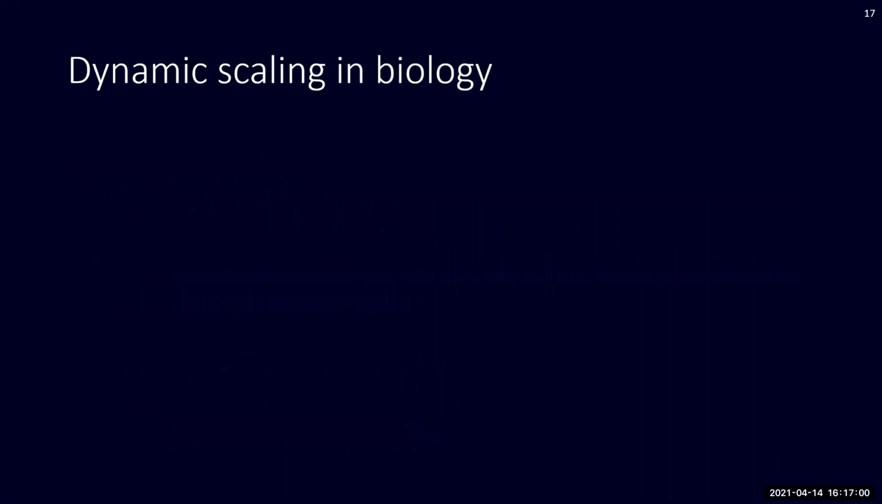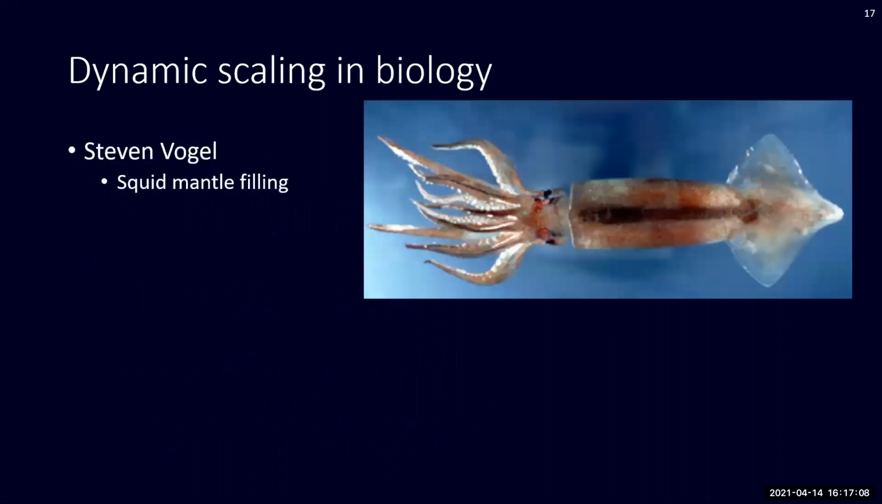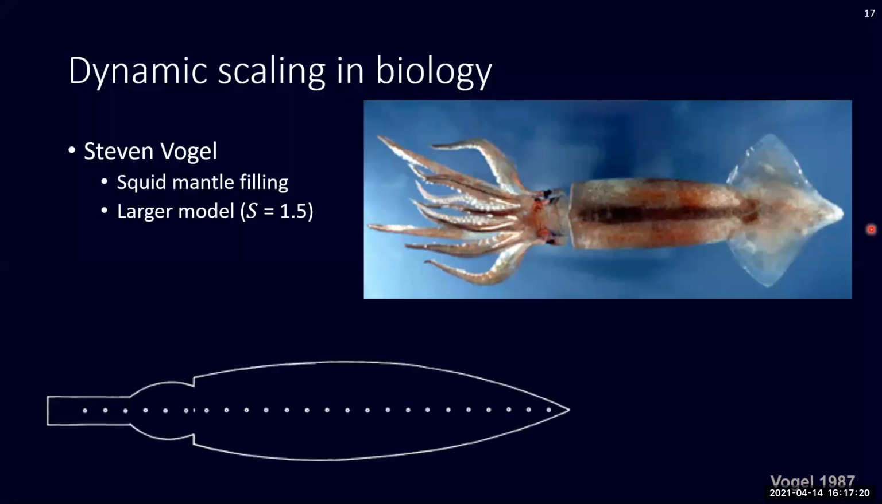Now, I'm certainly not the first person to make models of organisms. Stephen Vogel was a great pioneer of using models. So in this example here, he was looking at squids and how they refill the mantle, which is this part of them here, while they're swimming. And in order to do this, he built a larger model so that he could measure through these holes here the pressure coefficient.